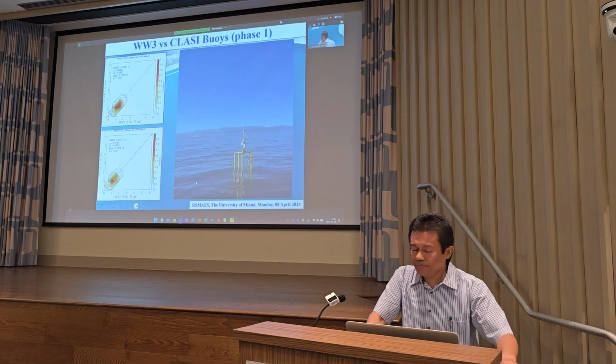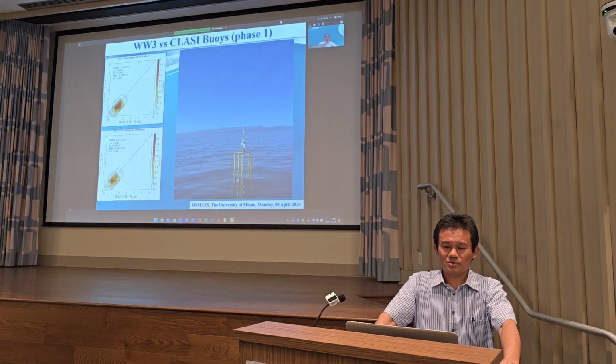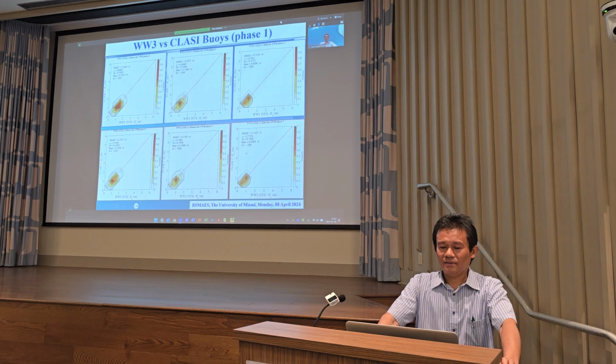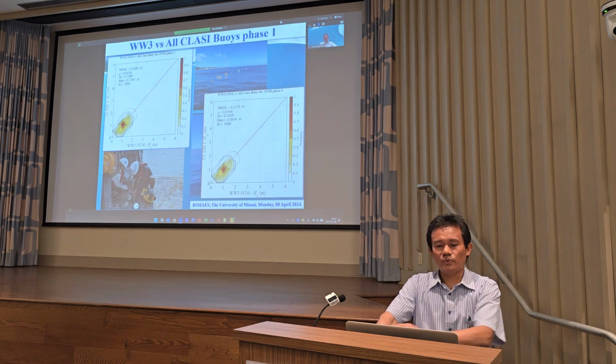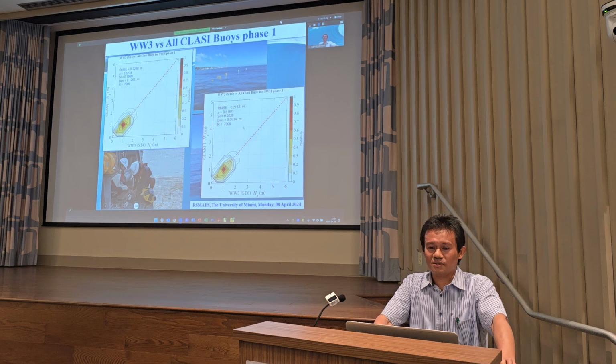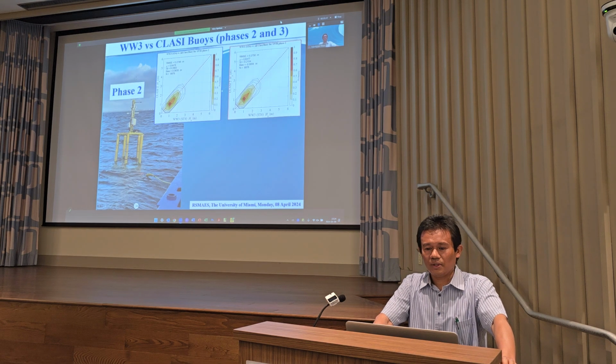Now we can see the CLASI buoys, how good the model is against the CLASI observations. We perform the same procedure, and surprisingly they have very good RMSE, but also very low correlation coefficients. If we look at the other buoys, they are all similar, and when we pool the data together, we get similar conclusions to the previous cases with the CDIP and NDBC buoys. We do the same with the observations from CLASI phase 2, and we also get the same conclusions, and also for phase 3.